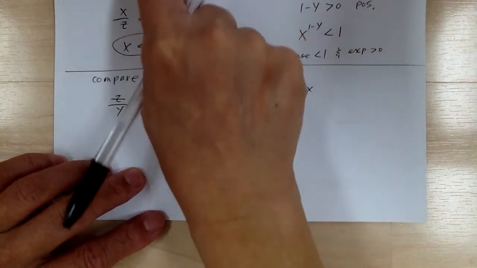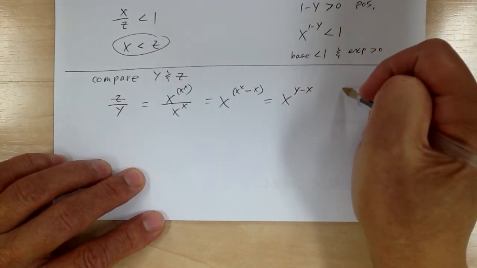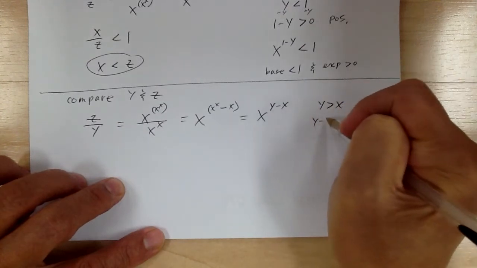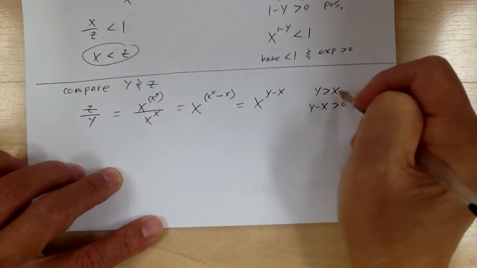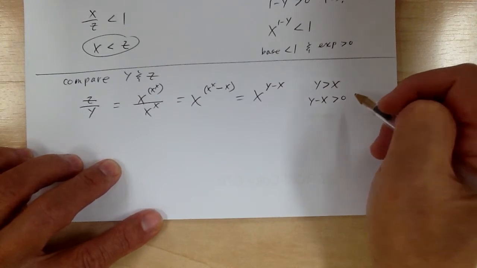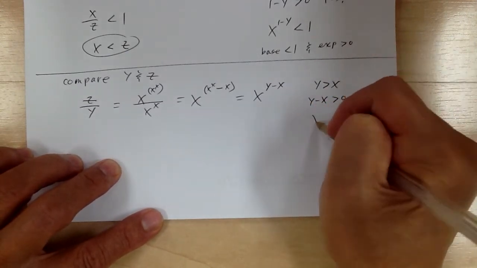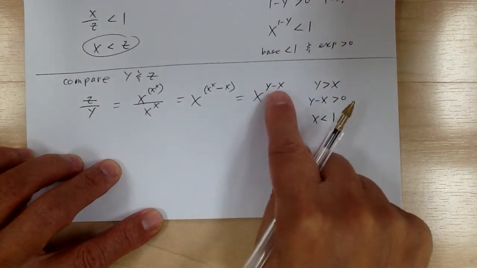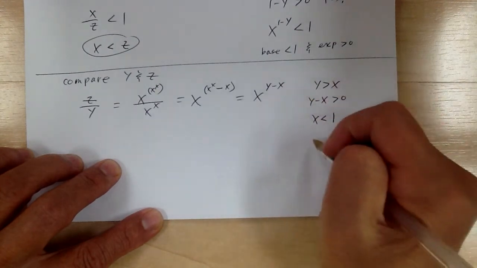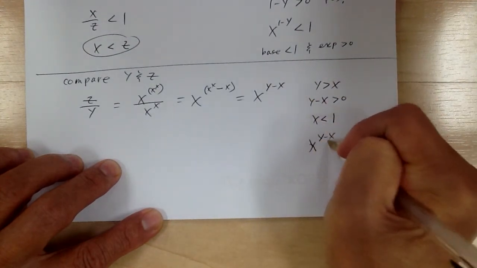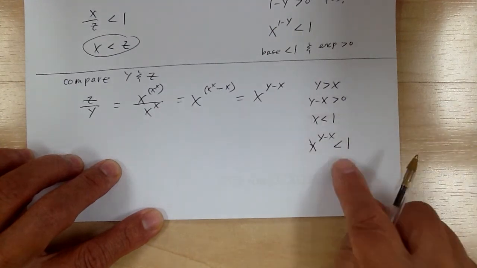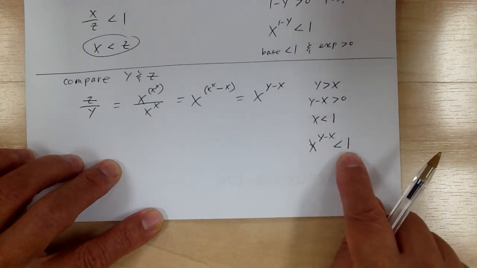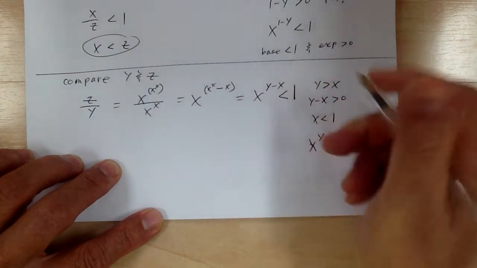Okay, well, we know that from here, so from here over here, we know that y is greater than x. So y minus x is going to be greater than 0. And so again, you're going to get the same situation. You got x is less than 1, and so the base is less than 1. Exponent is positive. So you're going to get x to the y minus x is going to be less than 1. Again, when base is less than 1, and exponent is positive, you're going to get less than 1. So from here, you're going to get less than 1.